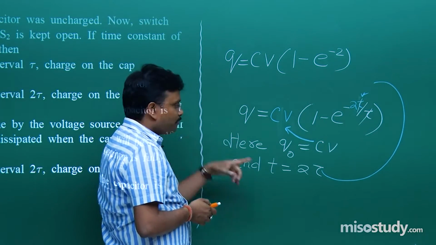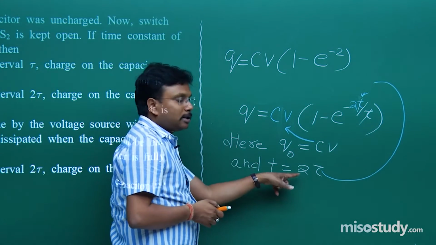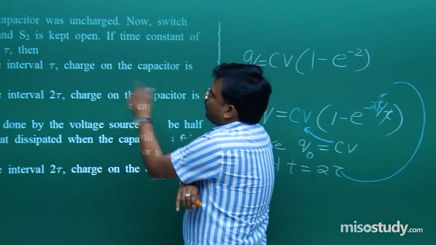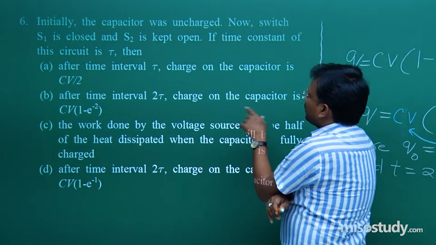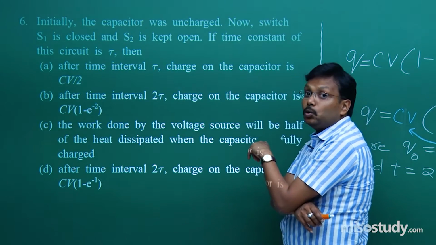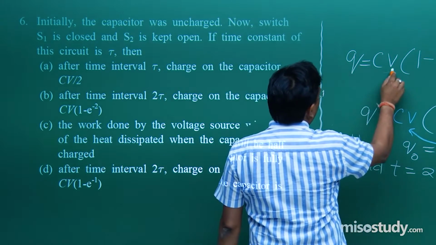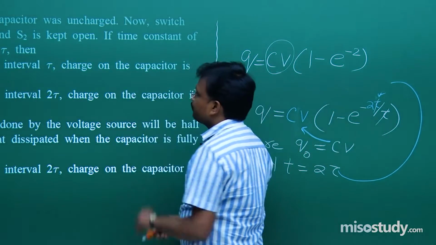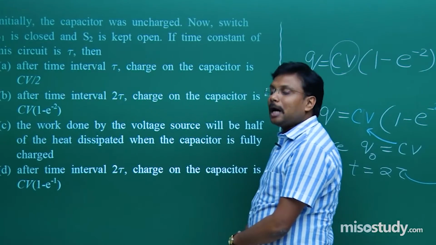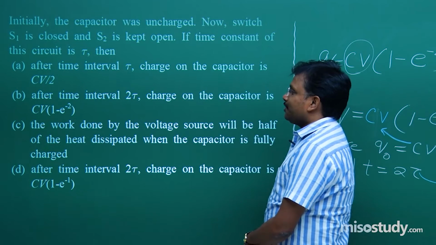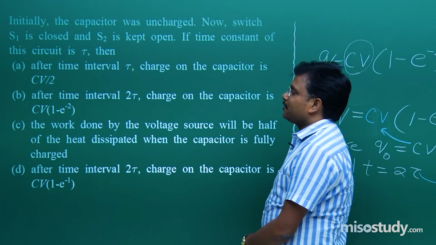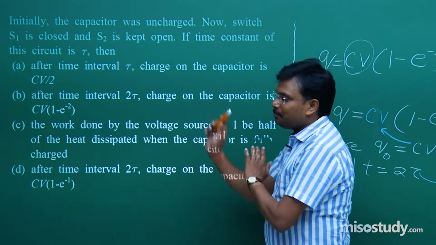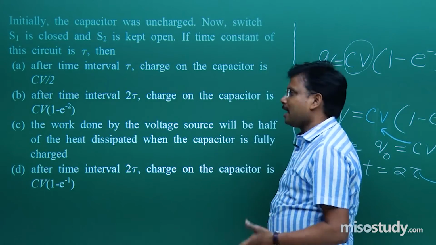Now I will show you why I used t equal to 2 tau. Ultimately this is our relation. Let's start analyzing. After time interval tau, charge on capacitor is CV by 2? No, charge on capacitor is CV, obviously varying exponentially, but CV. After time interval 2 tau, charge on the capacitor is CV within bracket 1 minus e to the power minus 2. Now you can say, sir, you are very clever. You solved the problem and that's why you are putting 2 tau. Now I can waste your time.